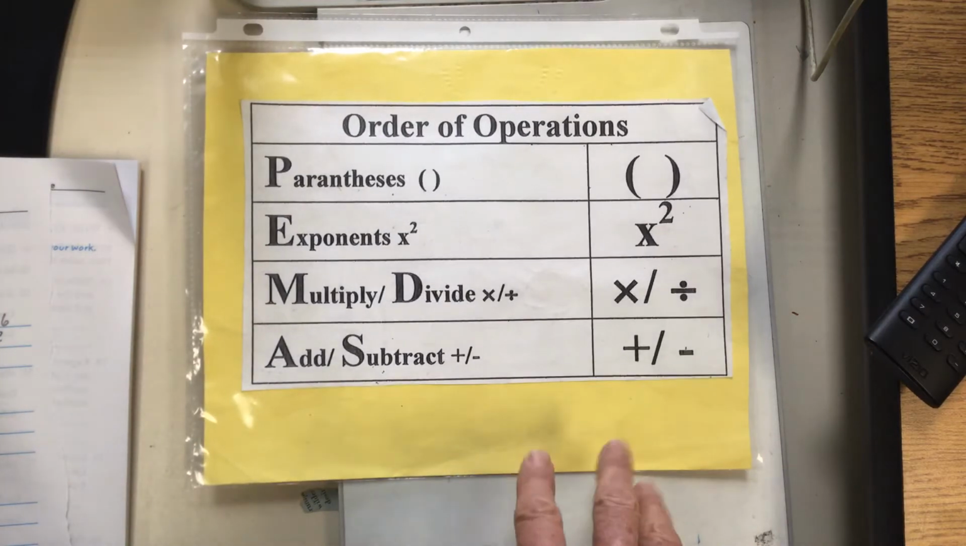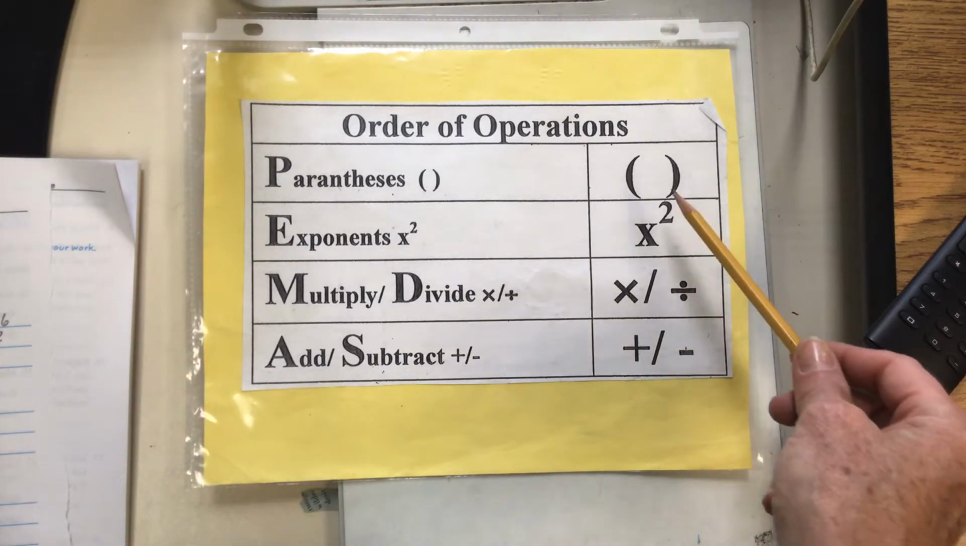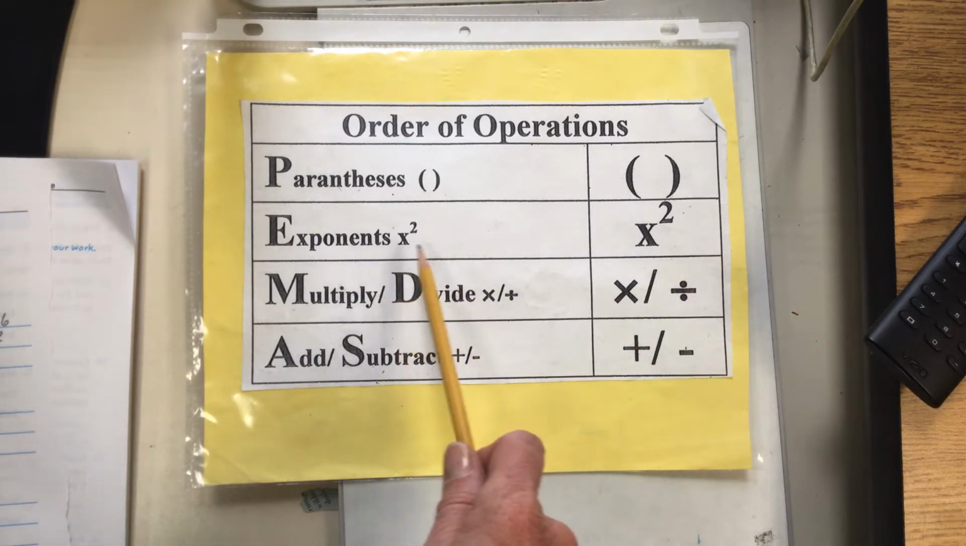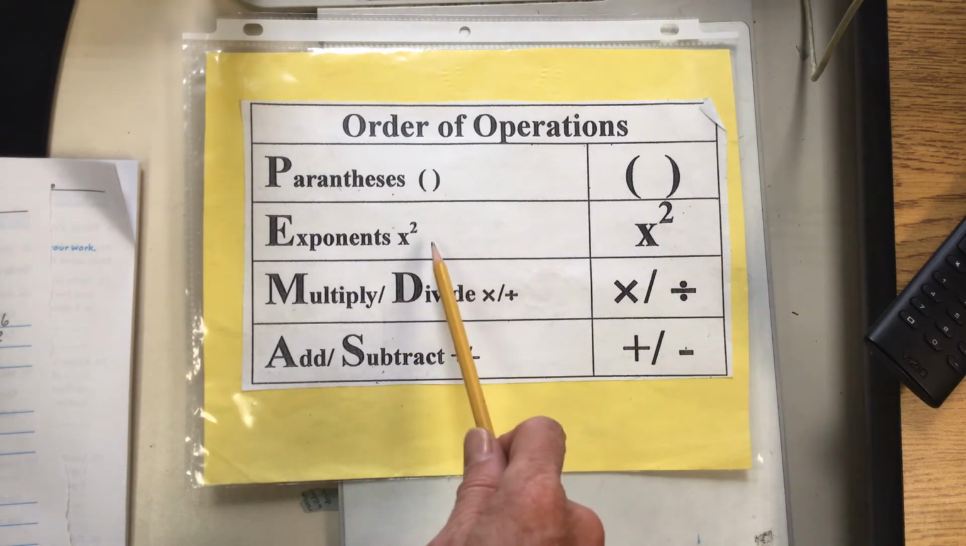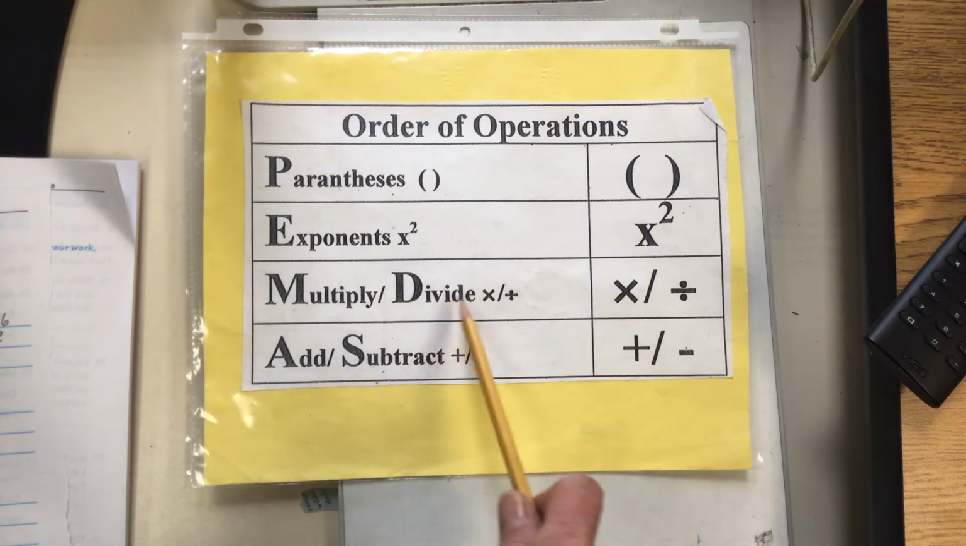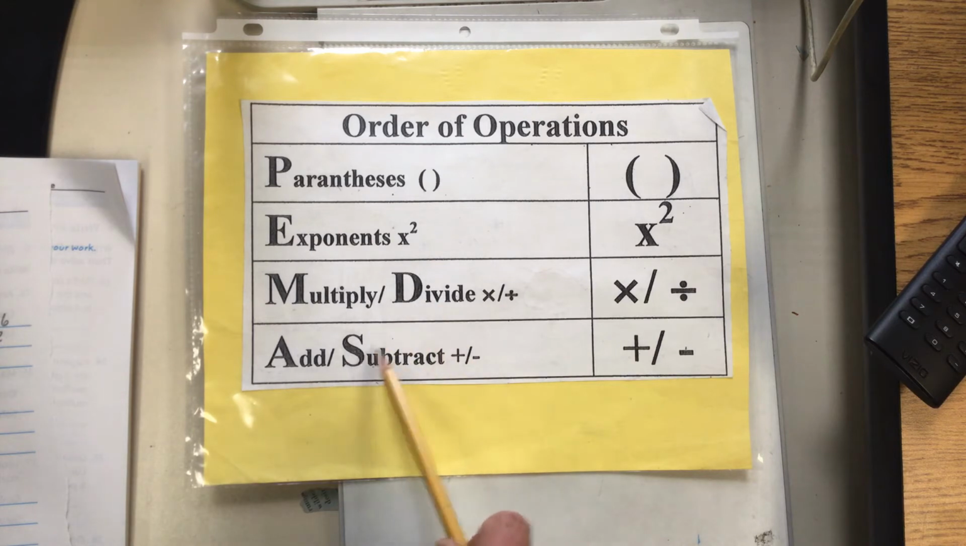Hi guys, this is the order of operations. You always want to do parentheses first. If we come across exponents, which we don't do too much in third grade, but if we have exponents, that would be the second thing you do. Then you would multiply and divide, and then add and subtract.